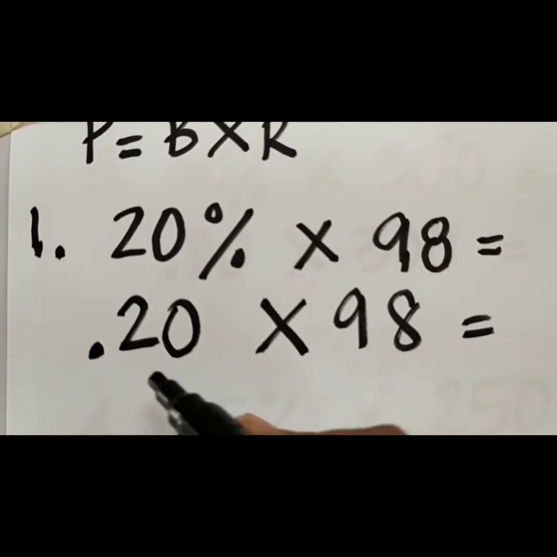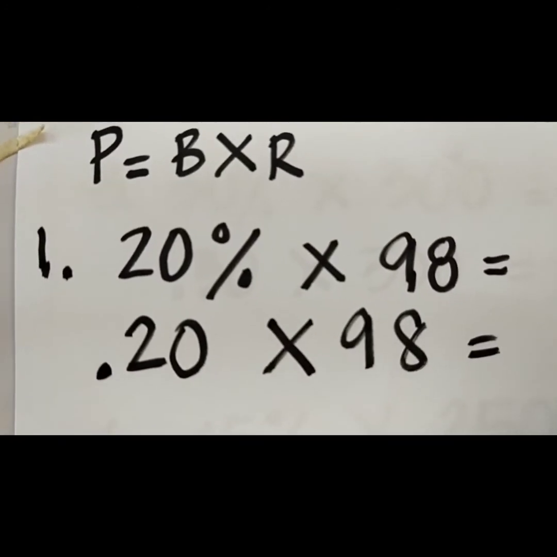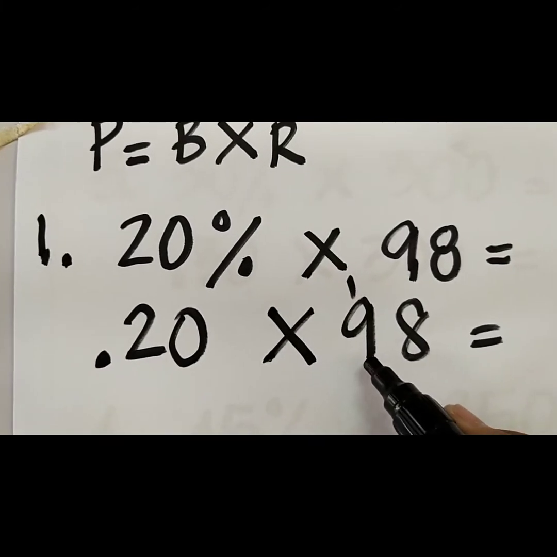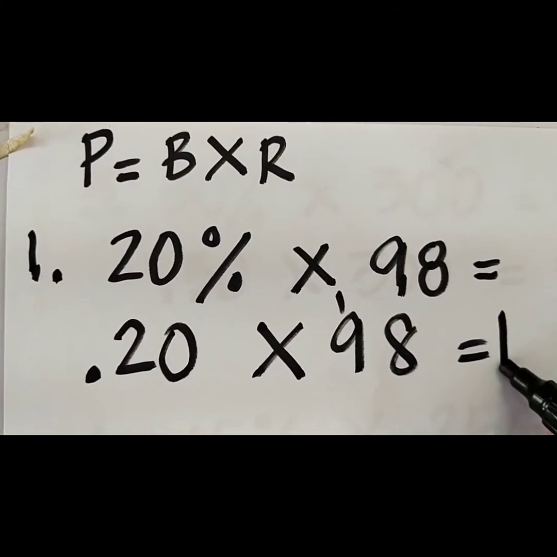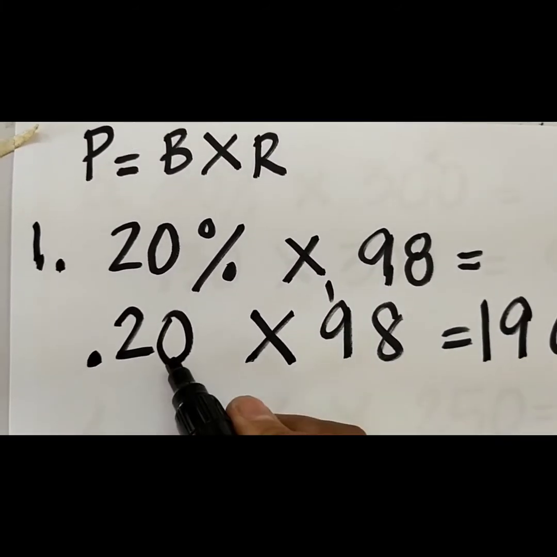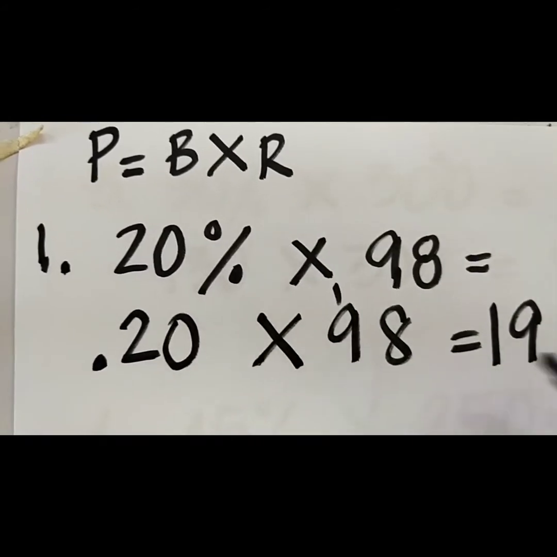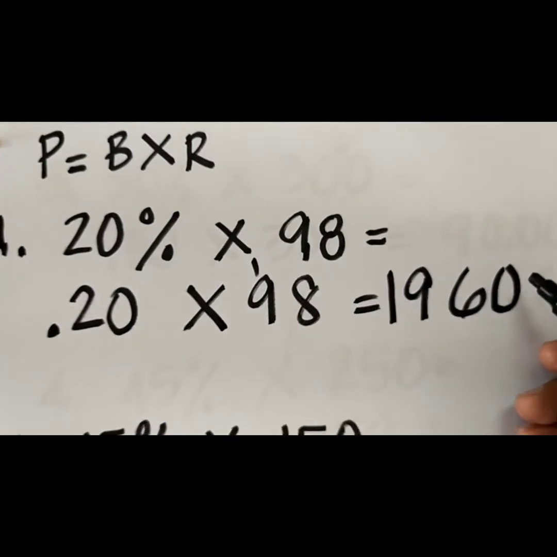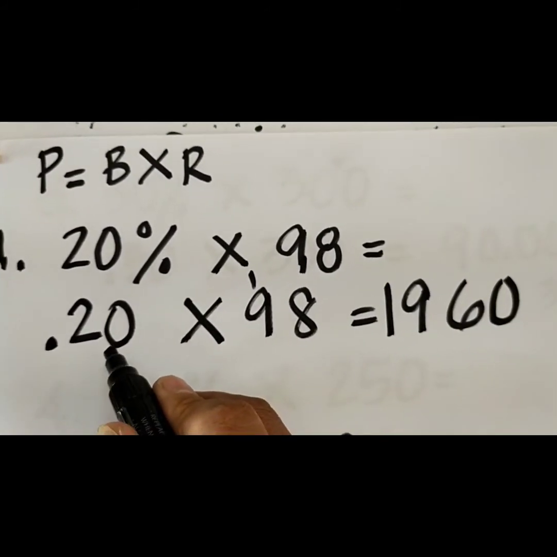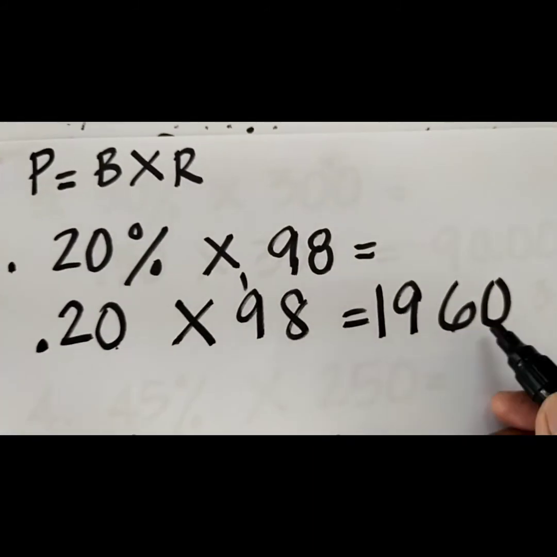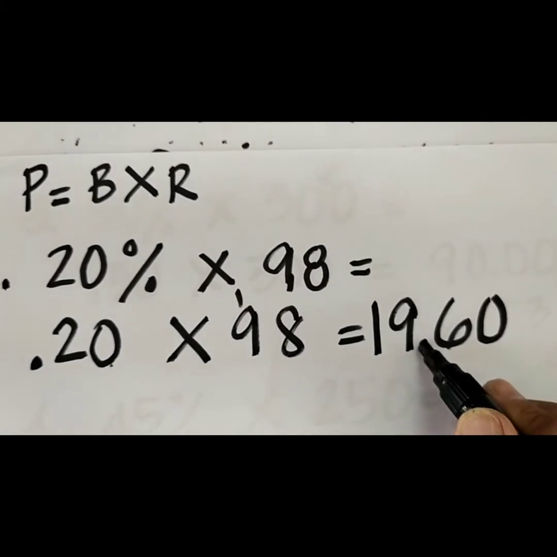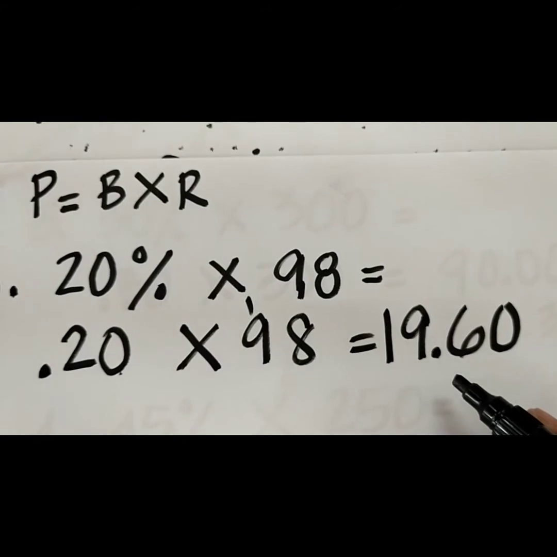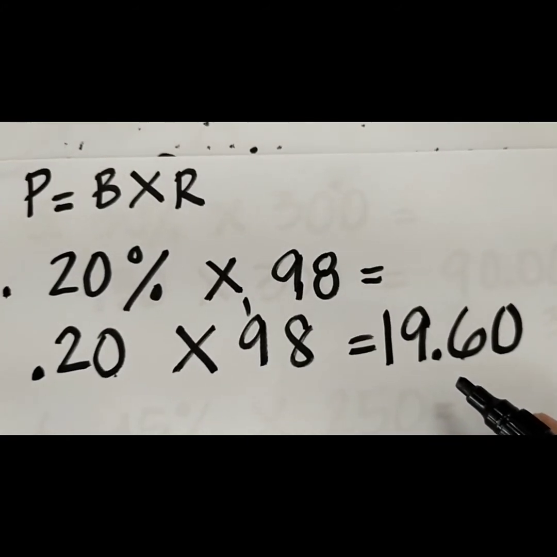2 times 8, we have 16, carry 1. 2 times 9, 18 plus 1, we have 19. So, we will just carry over the 0. So, count the decimal places, 1, 2, and 1, 2. This is now your answer, without doing the long method of multiplication.